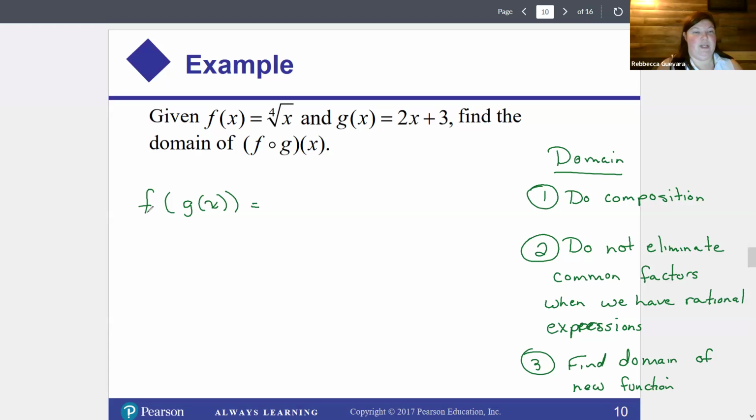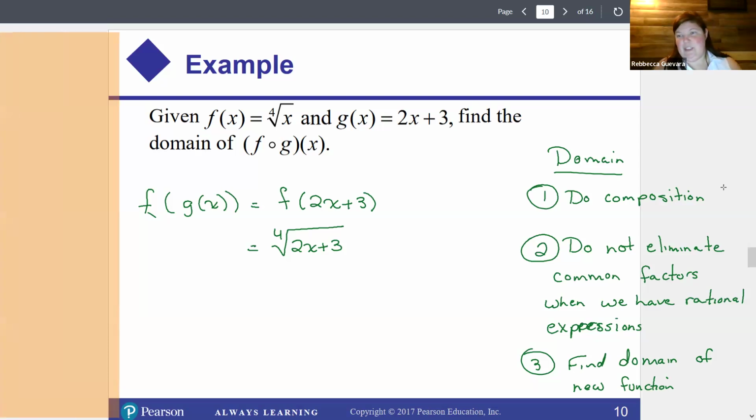So in this case, we have F composed of G, G is on the inside. We know that G is 2x plus 3. So what we're going to have here, if F is the fourth root of x, is the fourth root of 2x plus 3. Just something to go back over again. We did something very similar at the beginning of the semester, but let me expand on what should be recall, hopefully.